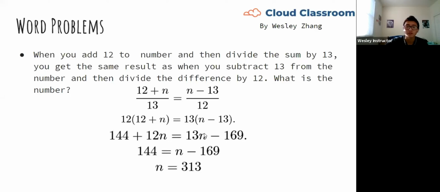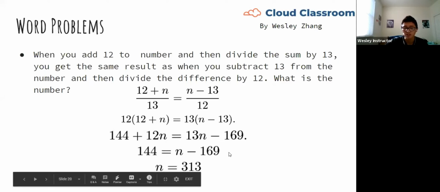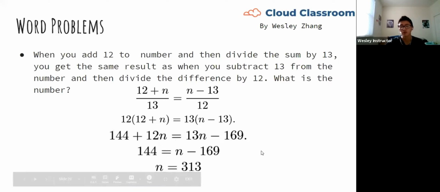And then follow the same rules again. So first, we subtract each side by 12n. And then we get 144 = n - 169. And then we add 169 to each side to get rid of the negative 169. And then we have our answer, n = 313.